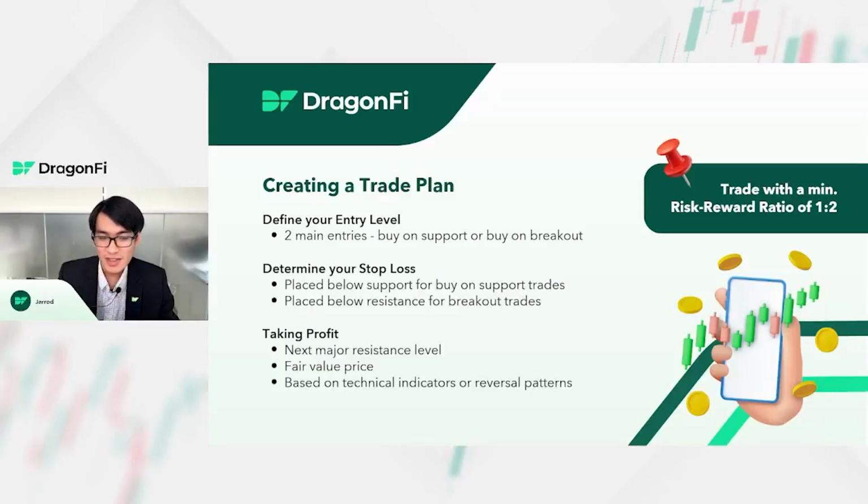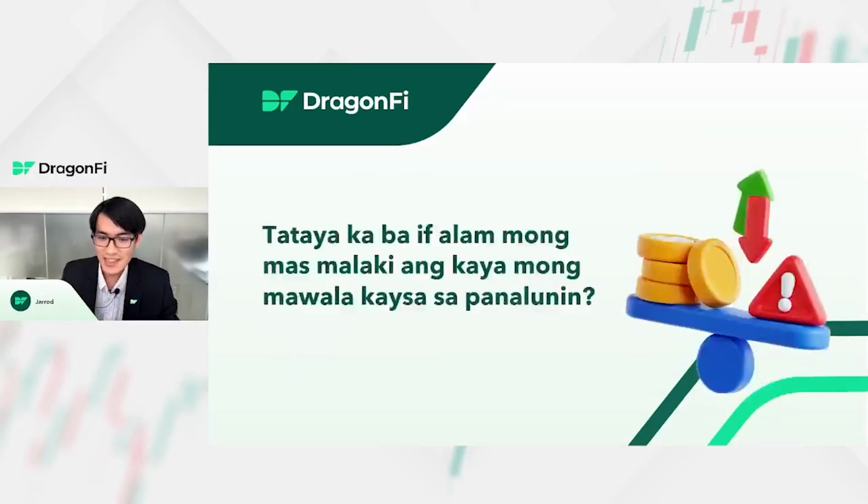Or based on technical indicators or reversal patterns, right? So if you see na parang long wick candle, parang rejecting higher prices, di ba? Inverted hammer, then pwede mo na ibenta. So a rule of thumb is that you trade with a minimum risk to reward ratio of 1:2. So I'll discuss that more sa next slide.